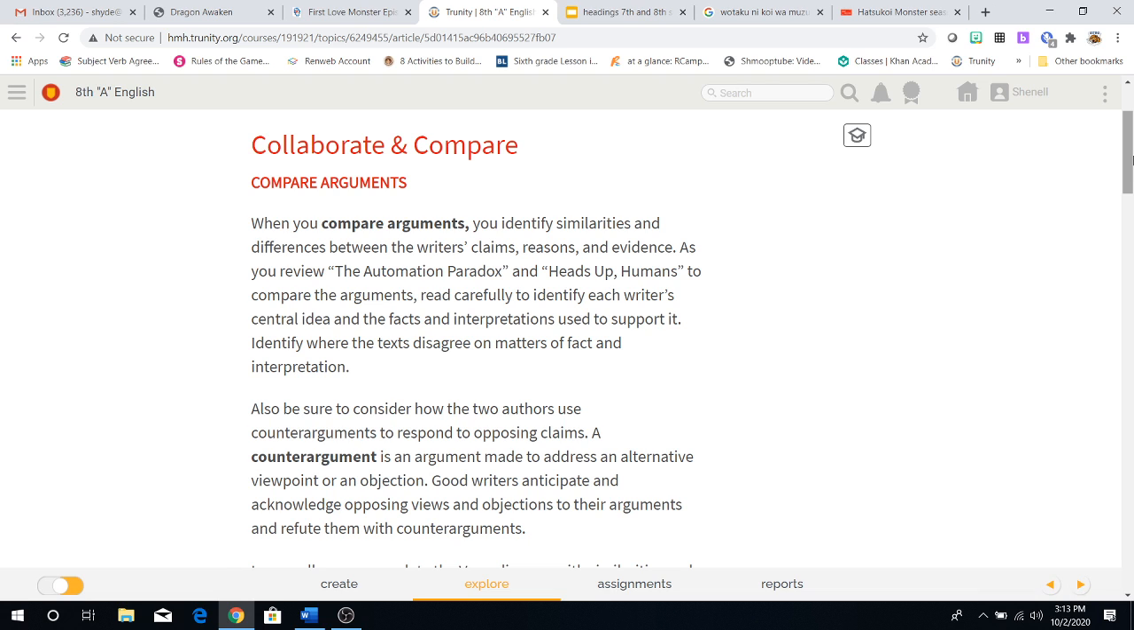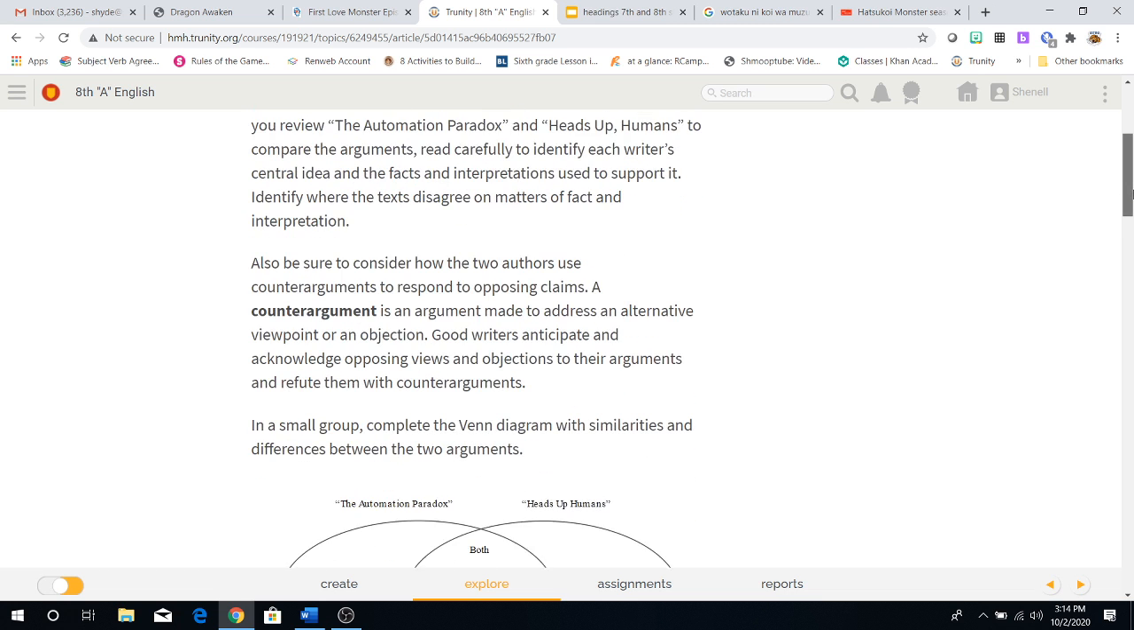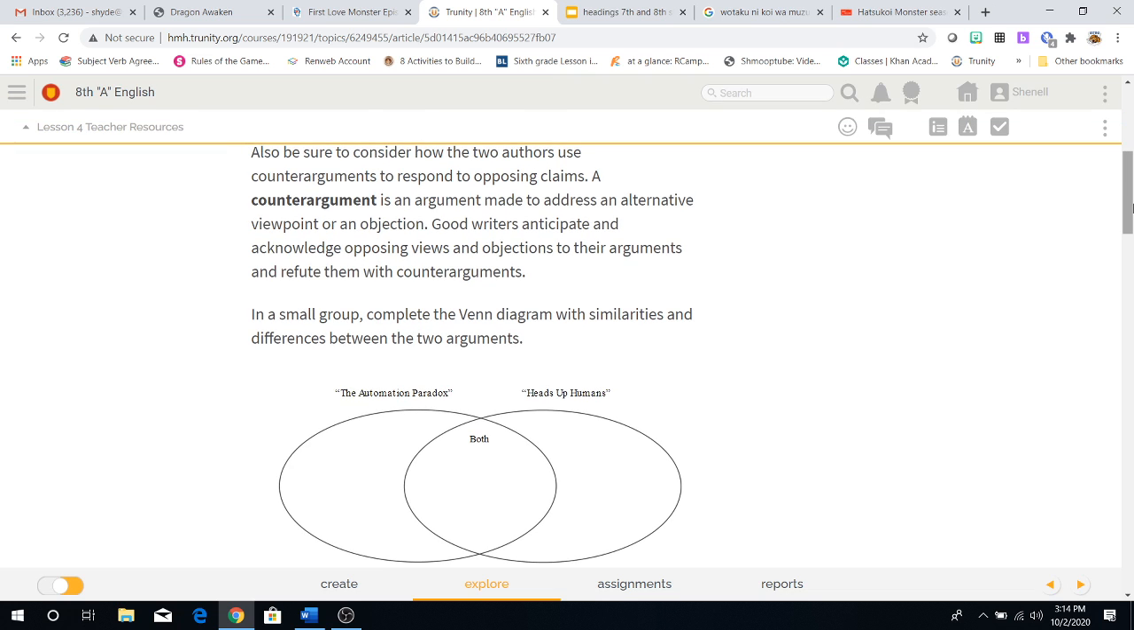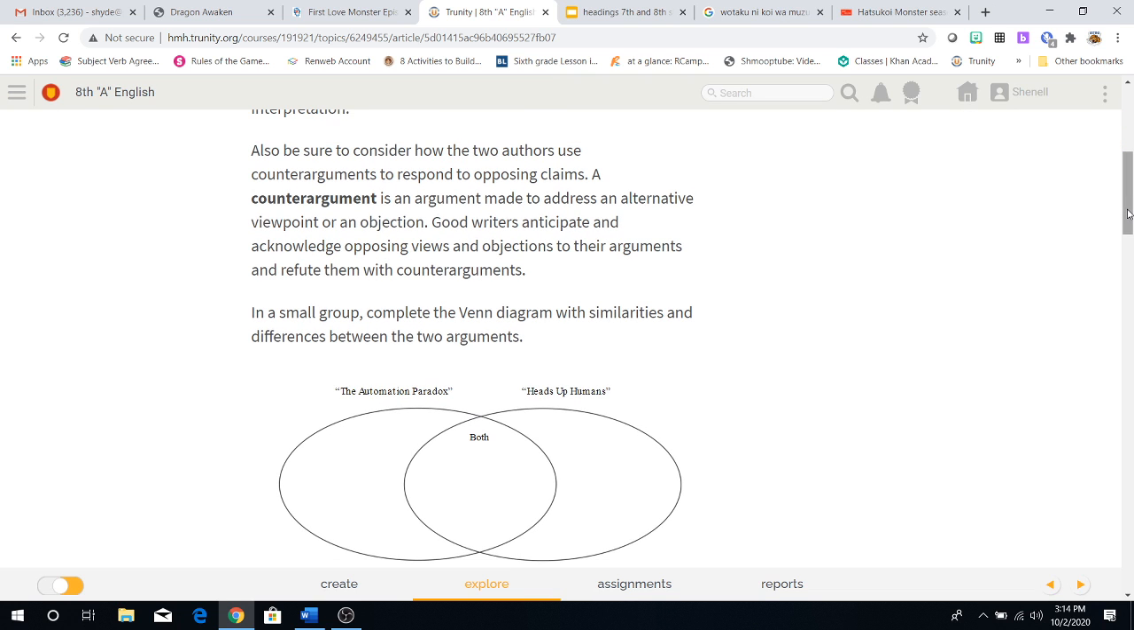When you compare arguments, you identify similarities and differences between the writer's claims, the writer's reasons, and the writer's evidence. As you review The Automation Paradox and Heads Up Humans to compare the arguments, read carefully so you can identify each writer's central idea and the facts and interpretations used to support it. Identify where the texts disagree on matters of fact and interpretation. So you have to read, go over, or scan, if you want to use that term, both stories again before you start writing your compare and contrast arguments.